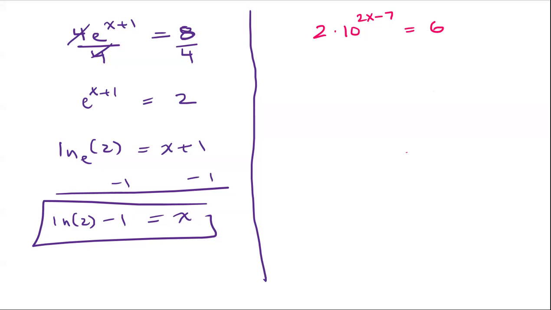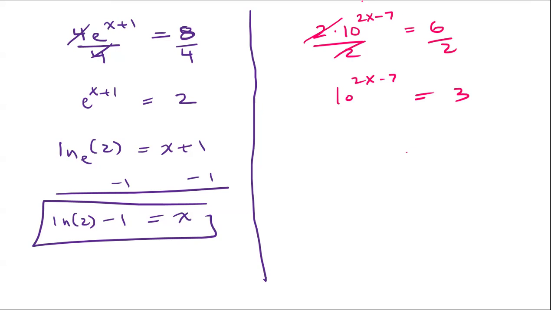Okay. Hopefully you had a chance to try this one. All right, so again, in this case, we can't have anything multiplied to 10, so we have to divide that first. Okay, so in order to apply the rule, I'm going to divide both sides by 2, then I have 10 by itself. So I have 10 raised to the 2x minus 7 equals 3.